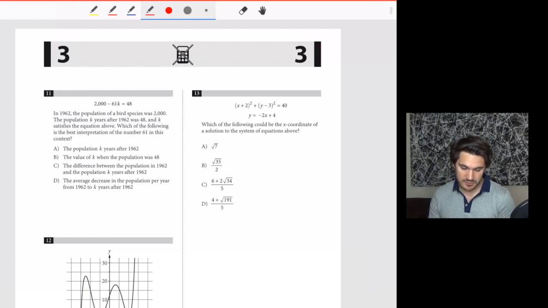The population K years after 1962 is 48. K satisfies the equation above. Which of the following is the best interpretation? The number 61 is context. 61 is a number that's next to the K. It's next to the variable. So that is the slope.